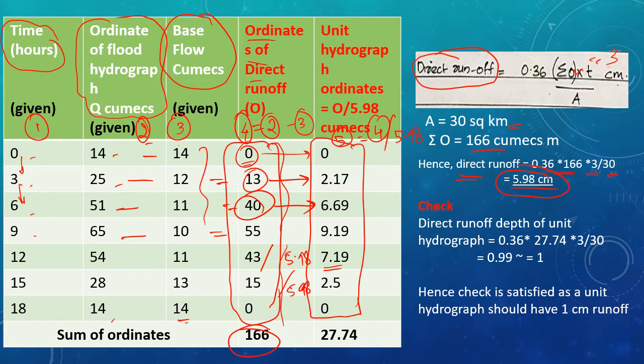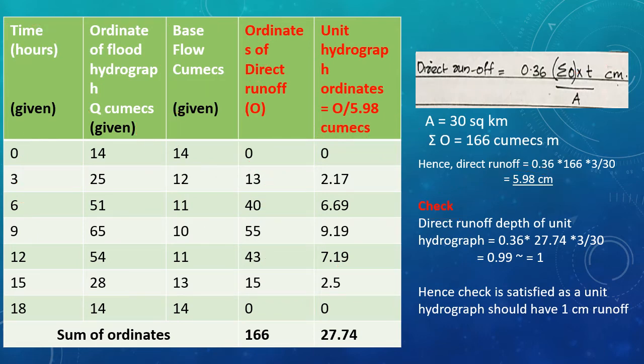Now we can also do a check, that is, the given unit hydrograph ordinates, or a particular unit hydrograph, is also a direct runoff hydrograph with runoff depth equal to 1. So this equation can be applied for a unit hydrograph also, and after applying you should get the direct runoff equal to 1 centimeter. Then only we can say that this is a unit hydrograph.